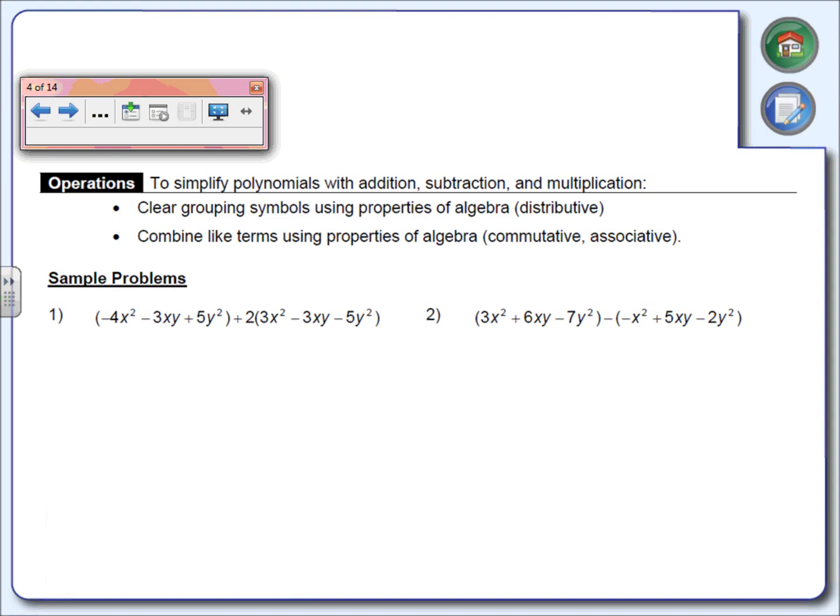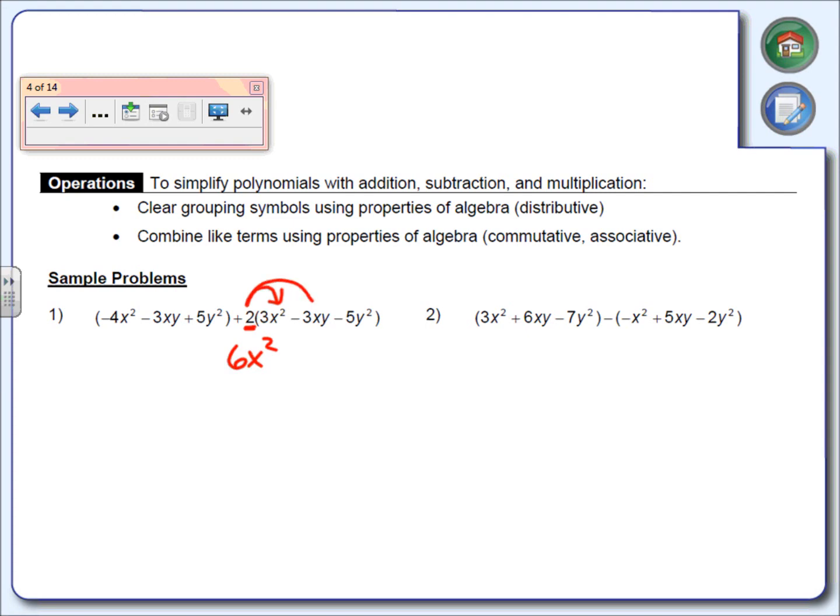All right, so here we go. Let's start looking at some examples. Number 1, notice on this over here, we have a 2 on the outside of the parentheses. So we're going to have to use some distributive property here. So what I'm going to do is distribute that 2, and multiply it with the 3x squared. And 2 times 3x squared is 6x squared.